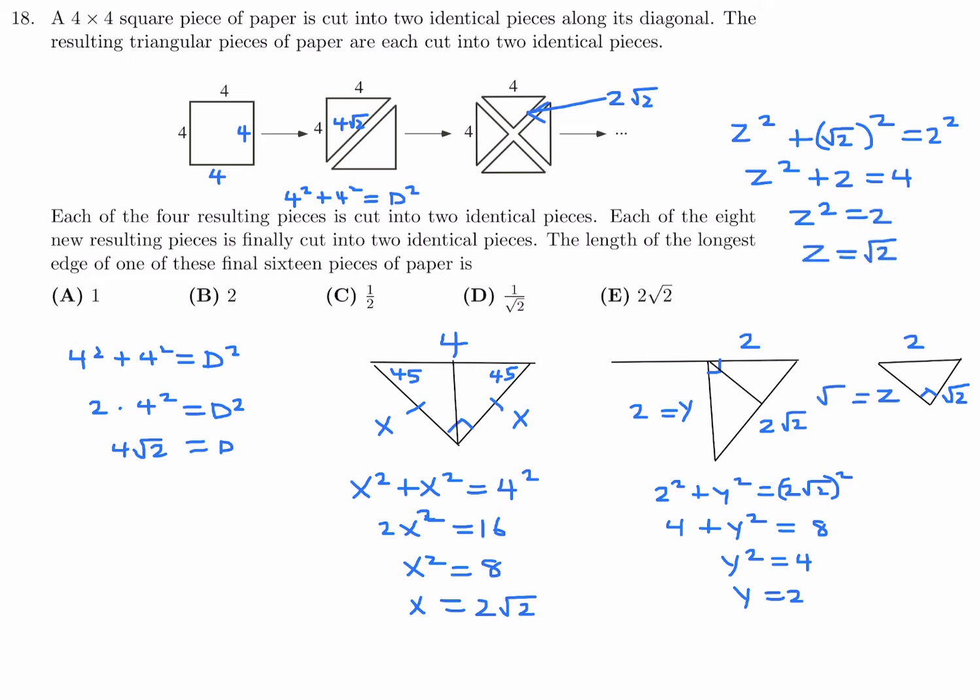And what they're asking for is the longest edge of one of the final 16 pieces. And this is one of the final 16 pieces. The longest edge, obviously, is just 2, because the other sides are root 2, and root 2 is approximately 1.4. So 2 is the answer. So number 18, that would be choice B.